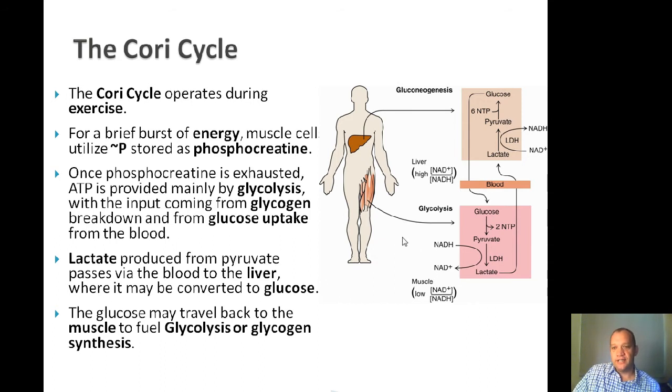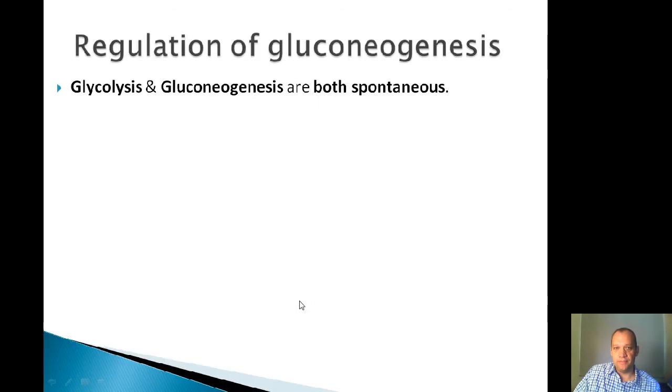So this cycling of lactate produced during exercise in the muscles via the blood to the liver to reproduce glucose through gluconeogenesis, which can then again travel via the blood back to the muscle cells where it is required, is called the Cori cycle.